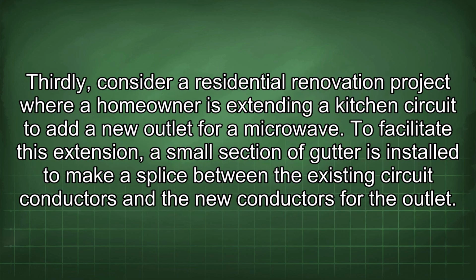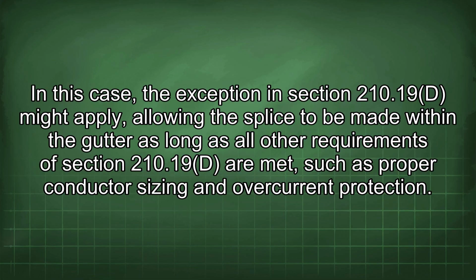Thirdly, consider a residential renovation project where a homeowner is extending a kitchen circuit to add a new outlet for a microwave. To facilitate this extension, a small section of gutter is installed to make a splice between the existing circuit conductors and the new conductors for the outlet. In this case, the exception in section 210.19d might apply, allowing the splice to be made within the gutter as long as all other requirements of section 210.19d are met, such as proper conductor sizing and overcurrent protection.